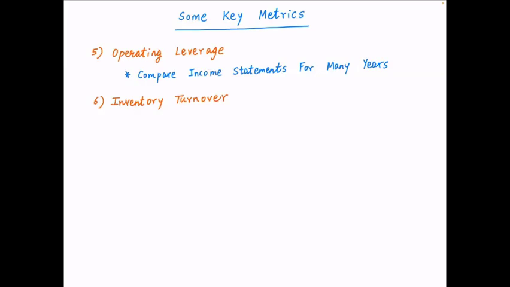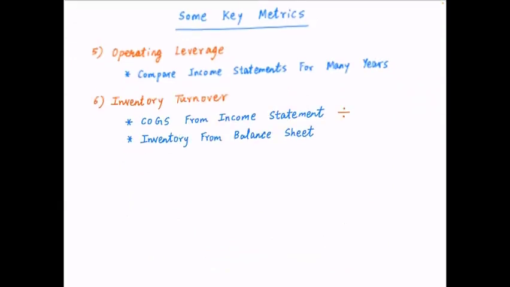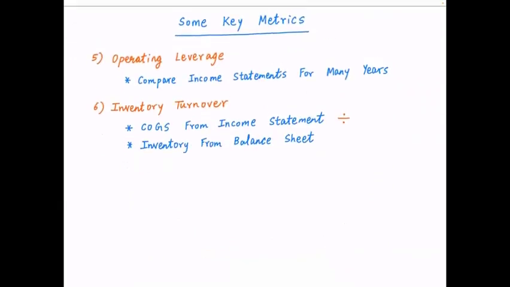So I am turning over my inventory 180 times per year, which is the same as saying I'm turning it over every 2 days. So what we have to do is take the cost of goods sold and divide it by the inventory. Cost of goods sold will come from the income statement. Inventory will come from the balance sheet.